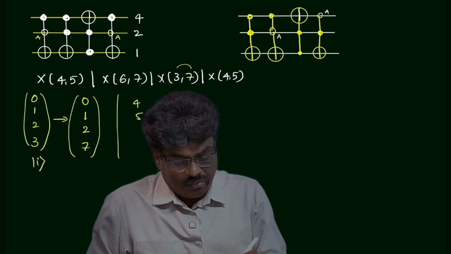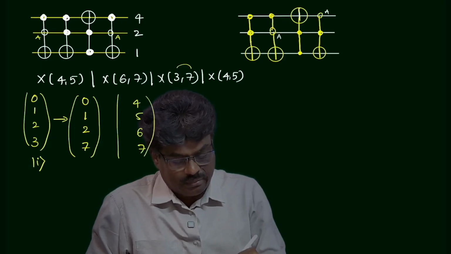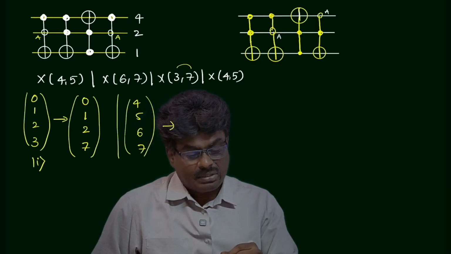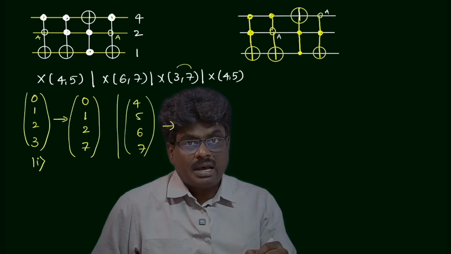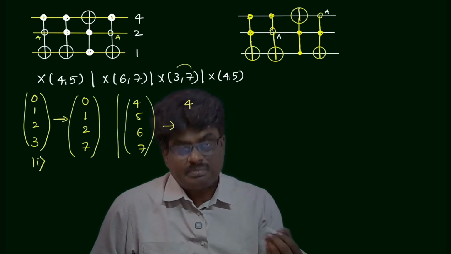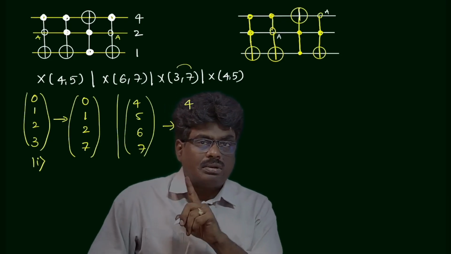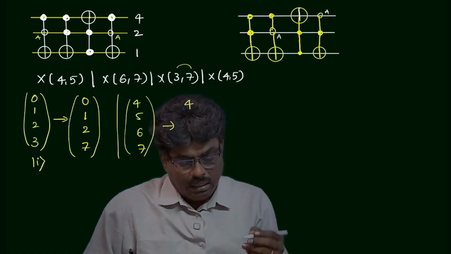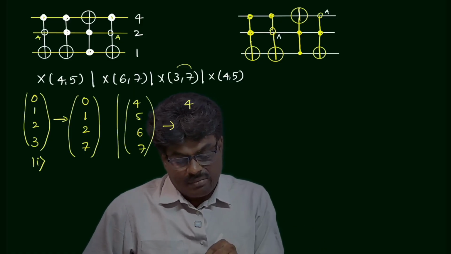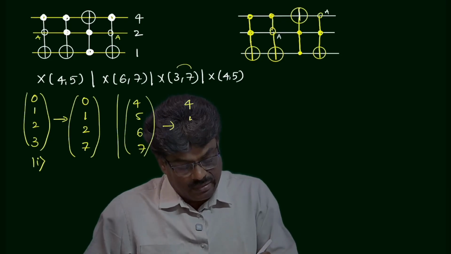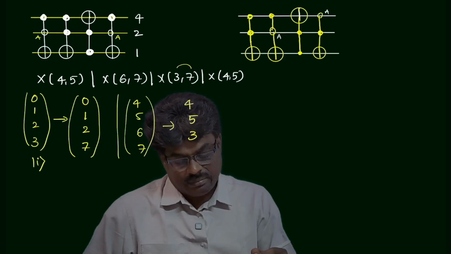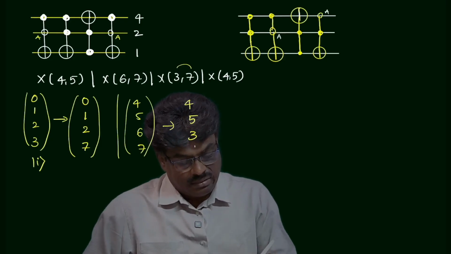Next 4, 5, 6, 7. Now see, first 4 becomes 5. Next check any 5. Yes, here the last 5 is there, 5 to 4. Like that you have to go from the first operation to the last operation. And next 5, 5 becomes 4, 4 becomes 5. Next 6 to 7, 7 to 3, 7 to 6. That's it.